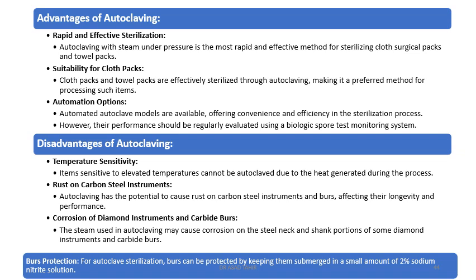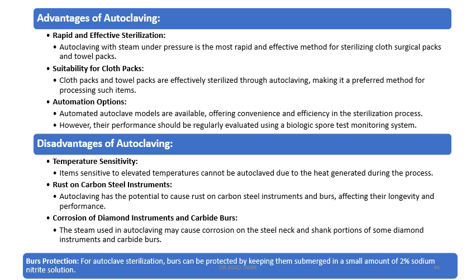Disadvantages of autoclaving. Temperature sensitivity. Items sensitive to elevated temperatures cannot be autoclaved due to the heat generated during the process. Rust on carbon steel instruments. Autoclaving has the potential to cause rust on carbon steel instruments and burrs, affecting their longevity and performance.